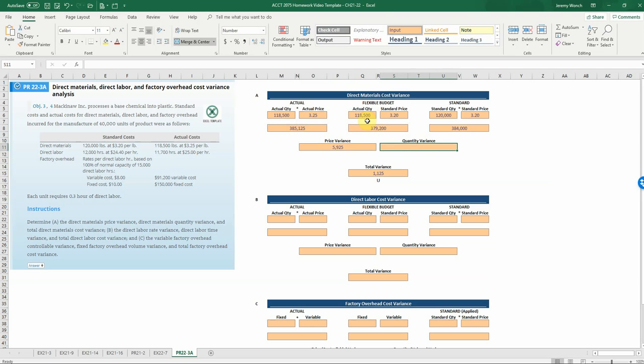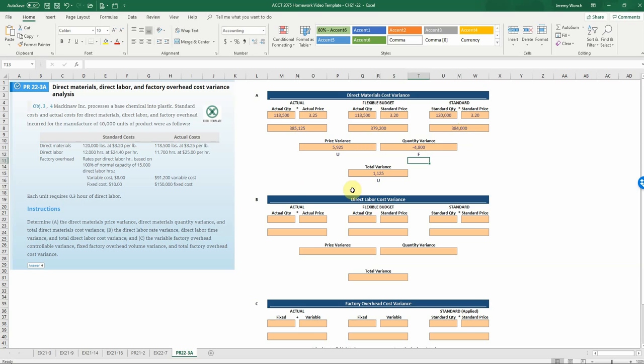Same thing with our quantity variance. Now we're using the standard price in both of these, but we're isolating the quantity portion, which gives us our quantity variance. We take our flex budget and subtract, left to right, the standard, and then we'll get our quantity variance. Our price variance was unfavorable because we spent more, but we actually had less quantity, so hey, that's a good thing. So that's a favorable variance.